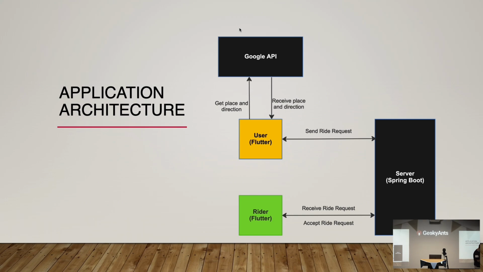Once the rider either accepts or rejects, again it will go back to the server, which is Spring Boot. Then the server will send the same, the driver has accepted your request, and now they can continue with the trip, right? So this is how our application works.